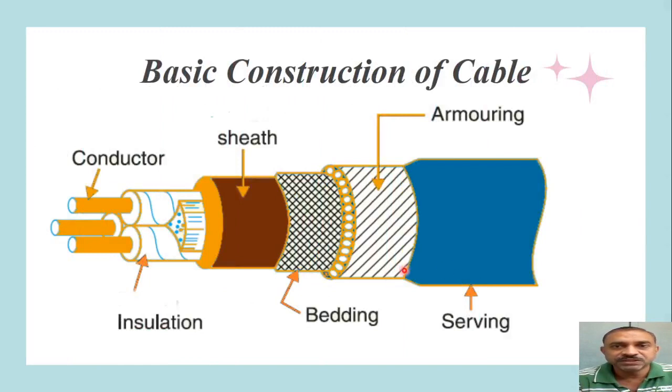Now, the basic construction of a cable we are going to learn from this diagram. This diagram elaborates the different parts of a cable. Let us first see what the conductor is. The conductor is the basic element or part of a cable, and its function is to carry the electric current from one point to another point.